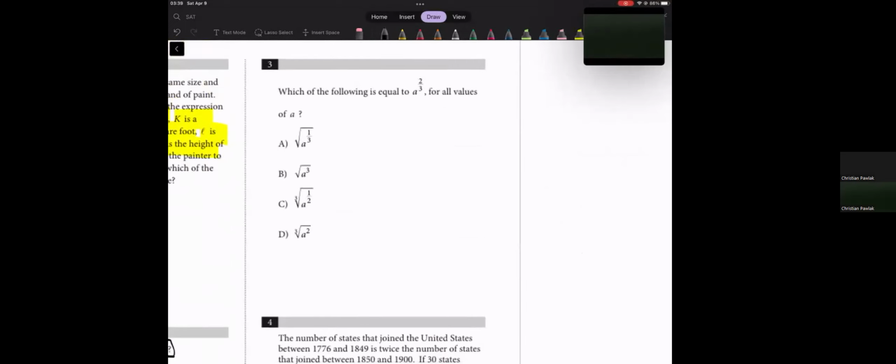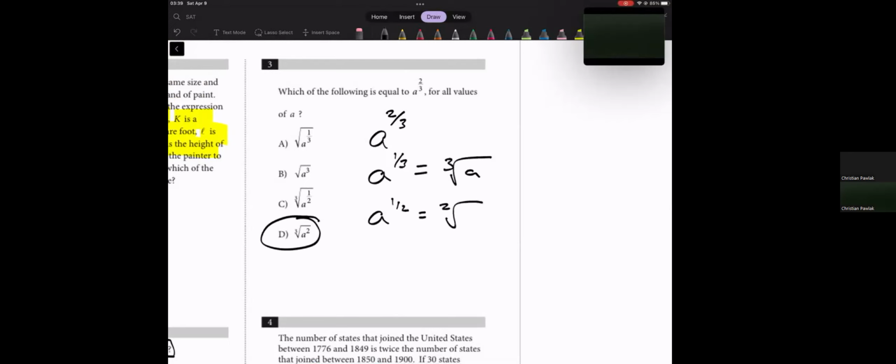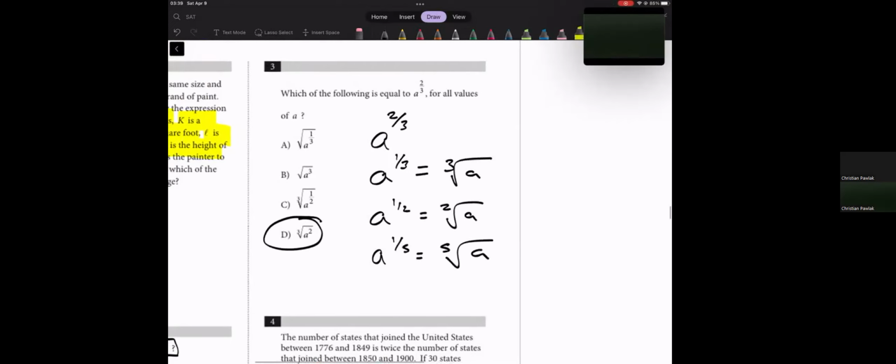Number 3, which of the following is equivalent to a to the 2/3? A to the 2/3 is the same thing as D. Now, why? Because anytime I have a fraction as an exponent, so let's say, for example, I just had a to the 1/3, that is always representing the cube root of a. If I have a to the 1/2, that's the square root of a. And if I have a to the 1/5, that's the fifth root of a. So the third on the bottom is a giveaway that we're looking for a cube root. So it's either going to be this one or this one.